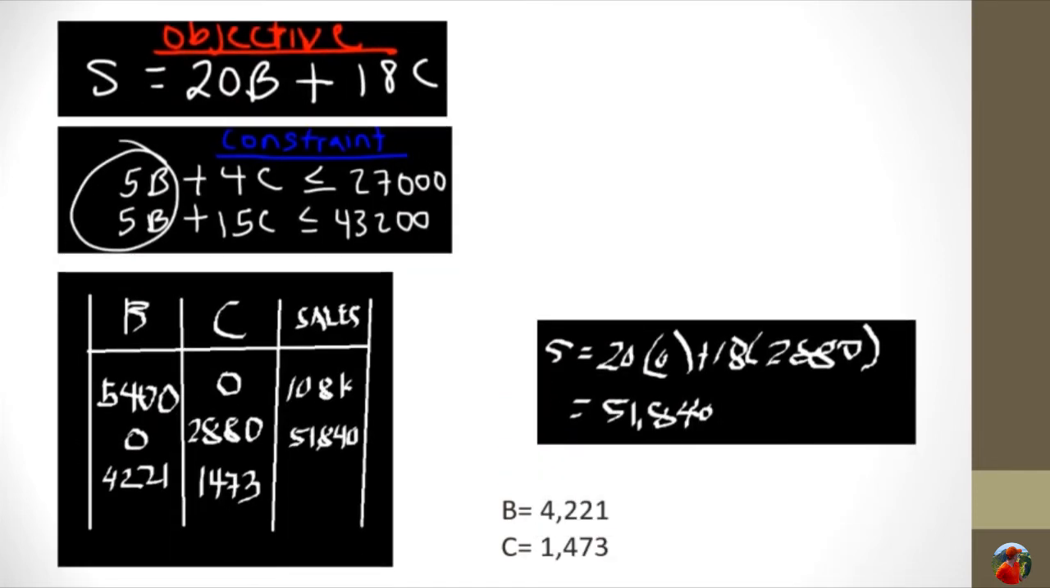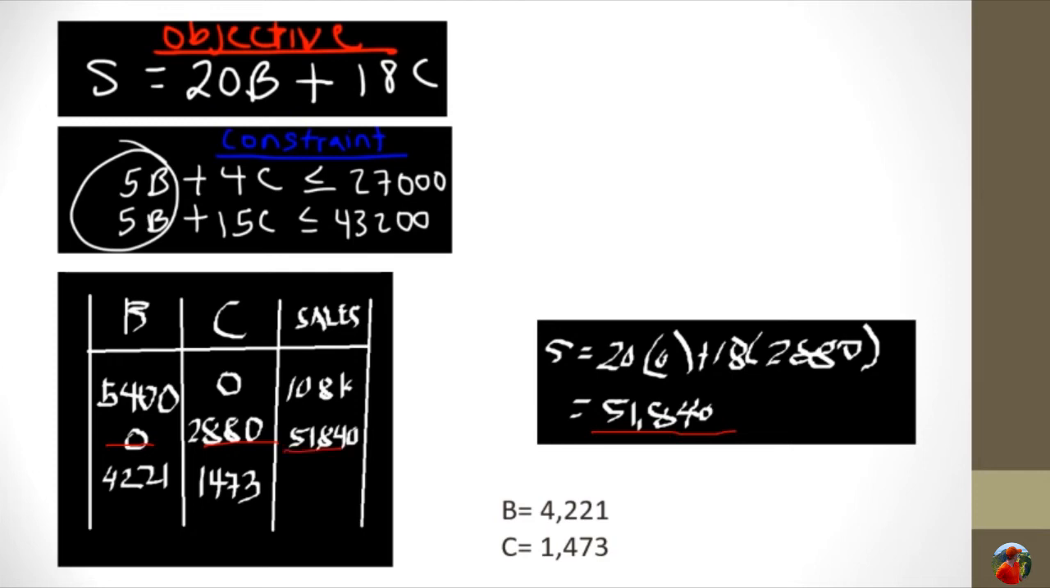And let's focus on the second point. S is equal to 20b plus 18c. Substituting, S is equal to 20 multiplied by 0, which is the value of b, plus 18 multiplied by the value of c, 2,880, so that equals 51,840.